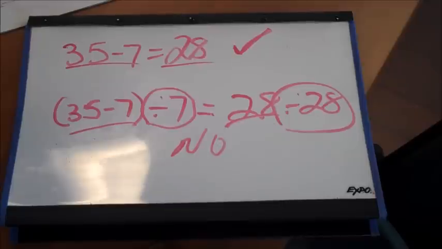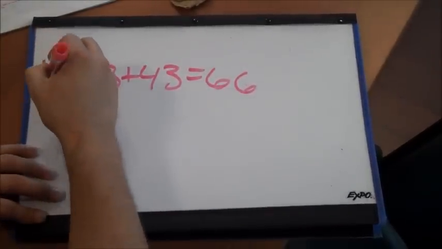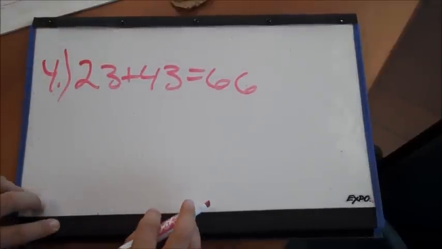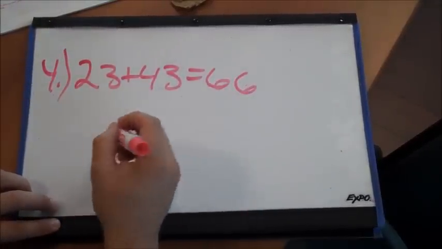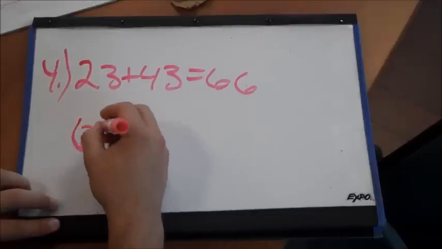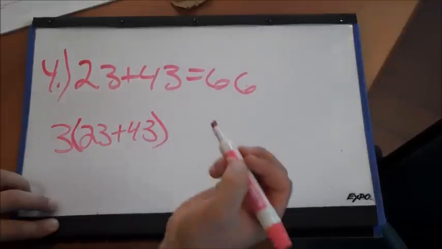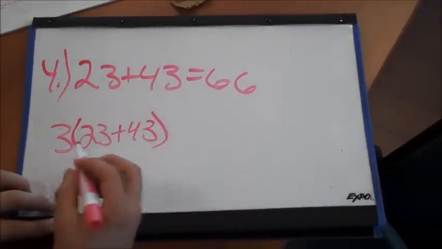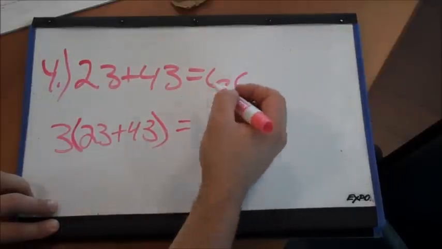Let's look at number 4. Here's our last problem. It's number 4. And here's what we have. 23 plus 43 equals 66. Let's say that I decide to take this side and multiply it by 3. If I multiply this side by 3, what am I going to have to do to make this side still equal?